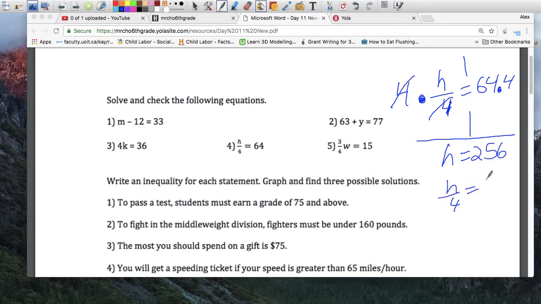h over 4 equals 64. 256 divided by 4 is 64. Is that true? I don't know. Let's see, 4 goes into 25 six times. You get 1 left over. Bring down the 6. 4 goes, yep, it is true. 64 equals 64. Okay.